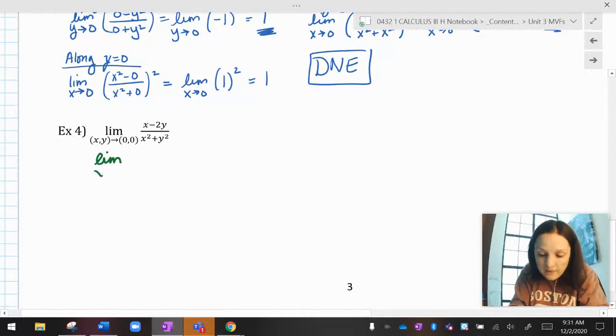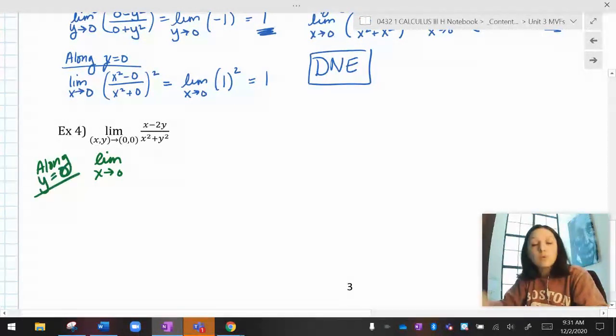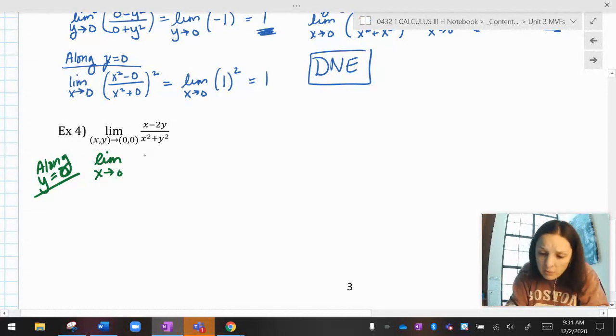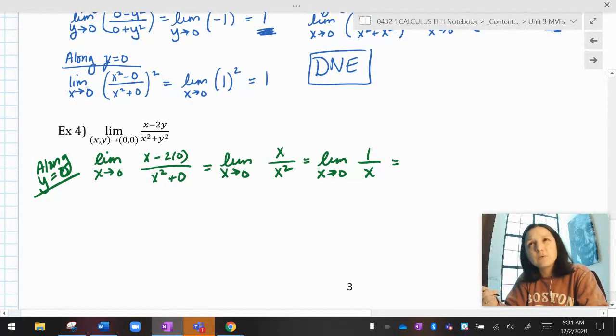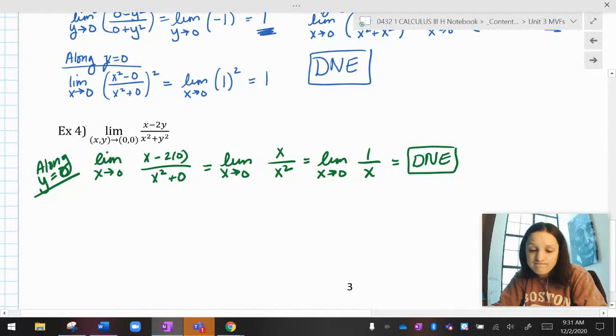Okay, so let's take the limit as x approaches 0, and we'll go along y is 0. So we're following the path y equals 0, which makes this (x minus 2 times 0) over (x squared plus 0), which is the limit as x approaches 0 of x over x squared, which is the limit as x approaches 0 of 1 over x. Oh, and as x approaches 0, if I approach 0 from the left, I'm going to have negative infinity. If I approach 0 from the right, I'm going to have positive infinity. Hey, look at that. That limit doesn't exist. Don't need to do any more because I already figured out that the limit didn't exist. I don't need to do 3 paths this time, just 1. That's all I needed. All right.